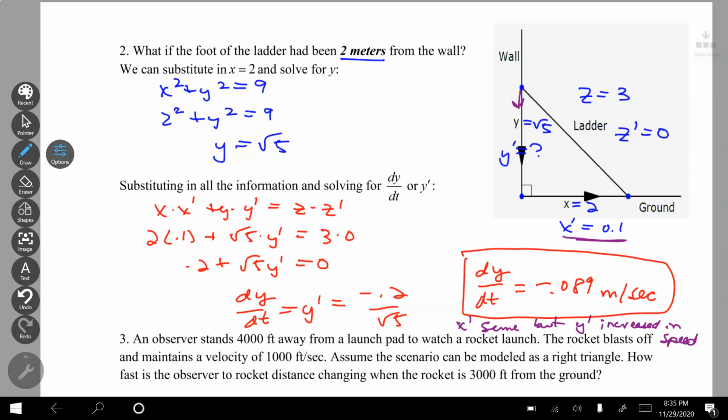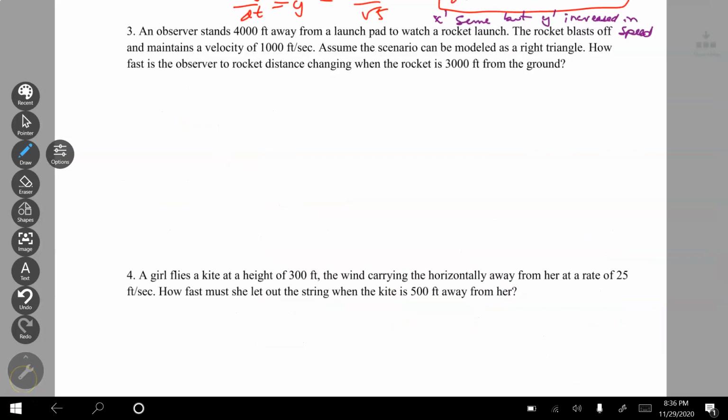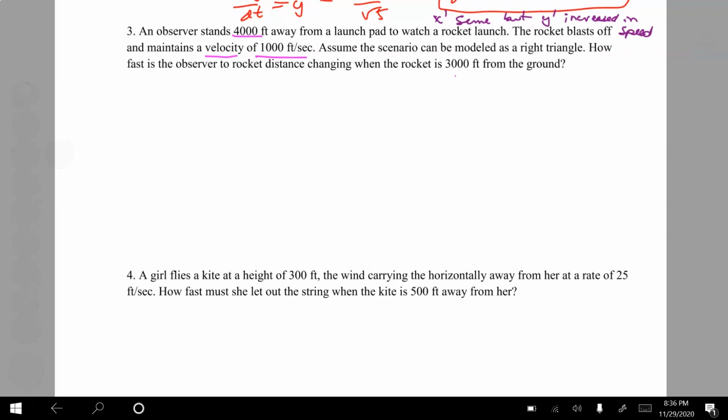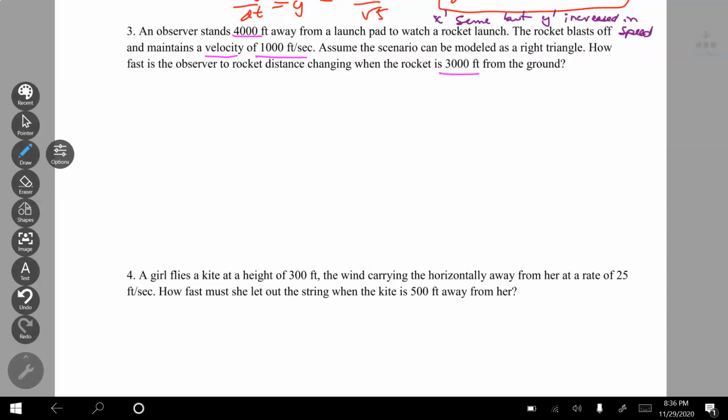It's an interesting observation. Okay, an observer is 4,000 feet away from a launch pad to watch our rocket launch off. The rocket blasts off and maintains a velocity of 1,000 feet per second. Ooh, velocity, 1,000 feet per second. Sounds like a rate. How fast is the observer to the rocket distance changing when the rocket is 3,000 feet above the ground? So I have 4,000 feet, 3,000 feet, 1,000 feet per second. I'm going to draw a picture.